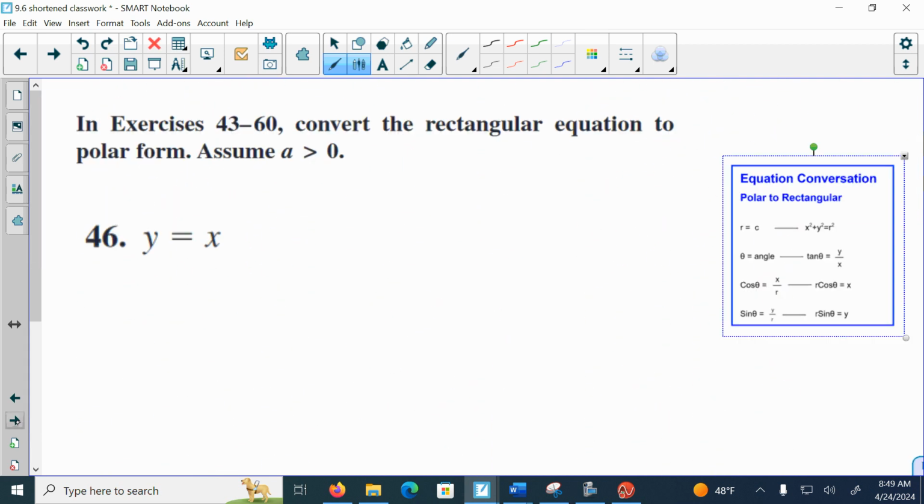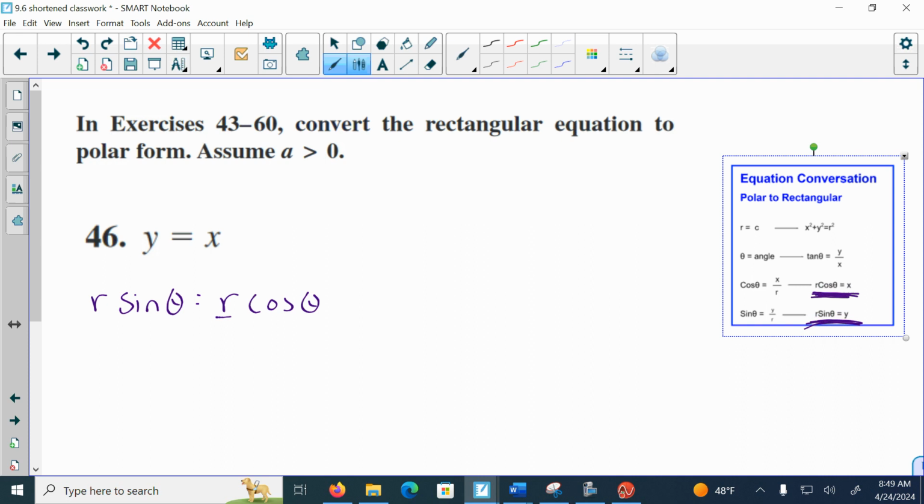All right, convert. So those are changing the points from one to the other. Now we're going to do equations. So right now I'm given a rectangular equation, and I want to change it to a polar equation. Going from rectangular to polar, easy peasy. Every time I see an x, I'm going to write r cosine theta. Every time I see y, I'm going to write r sine theta. So r sine theta is equal to r cosine theta.